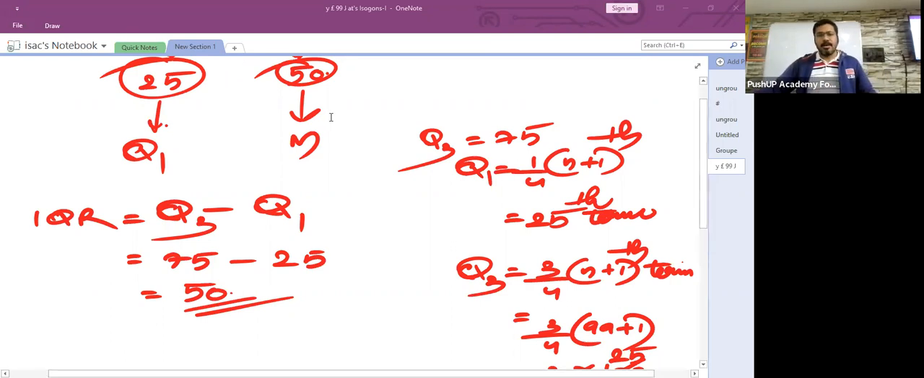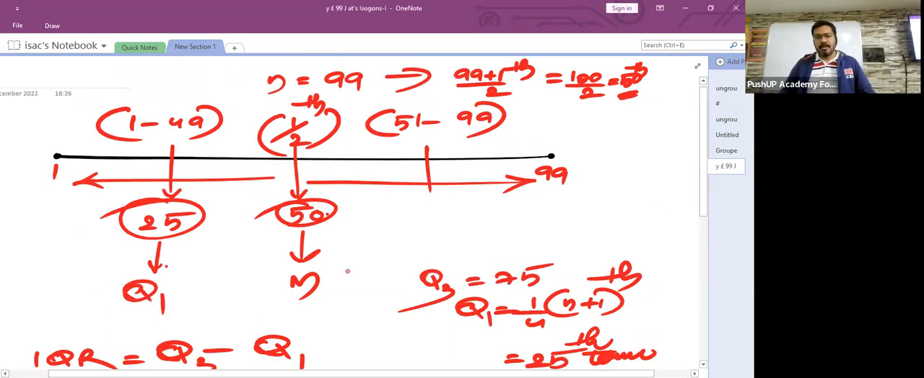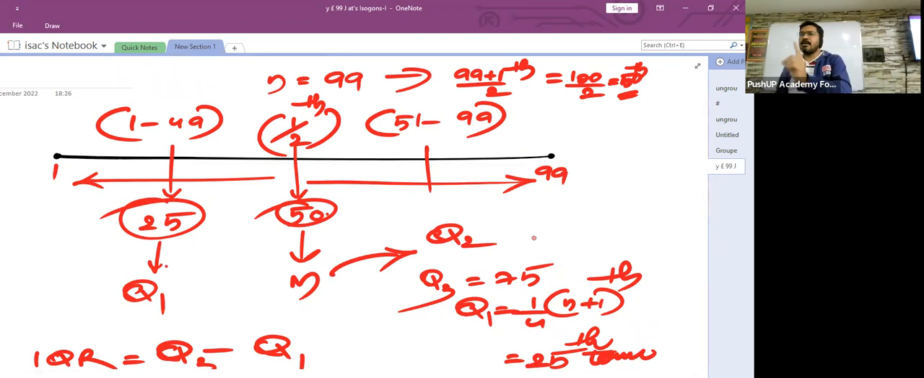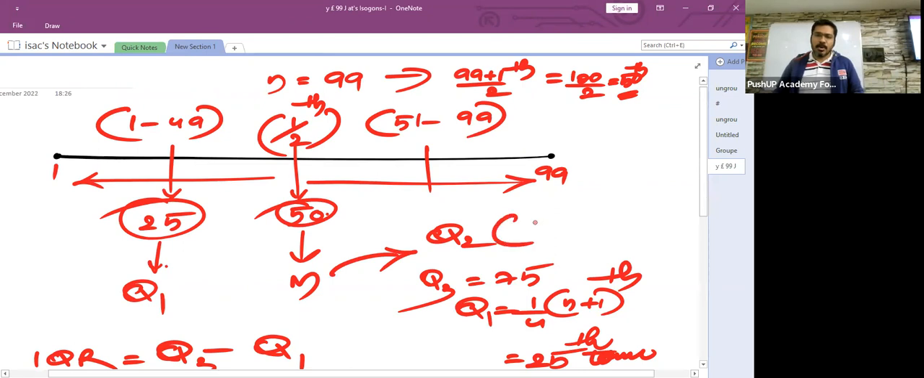Fine, children. Now, one additional point. Children, the median value can also be represented with Q2. Please make a note of this. The median value can also be represented with Q2. And you can also call median the second quartile.